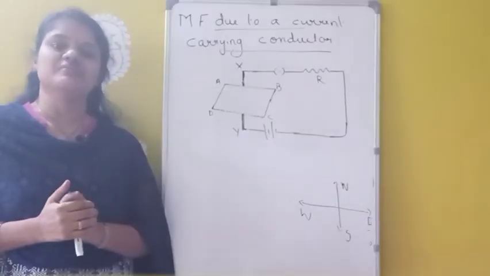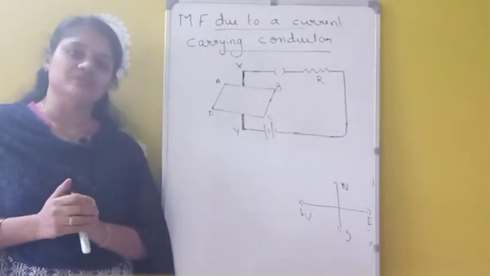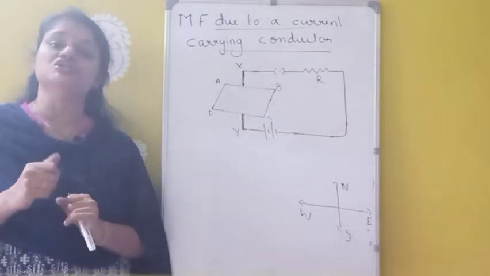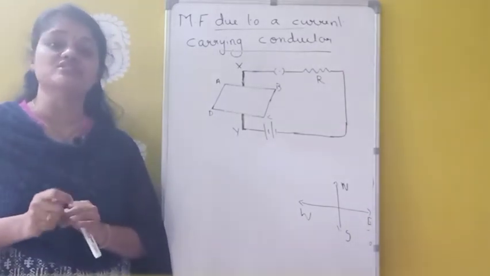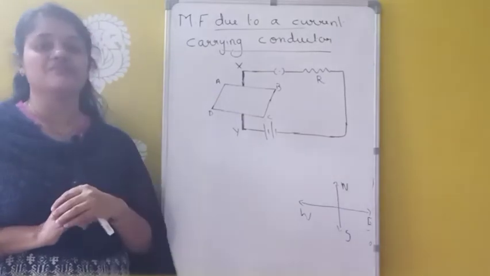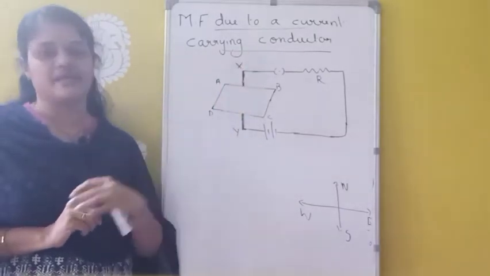Children, today I am dealing with the topics magnetic field due to a straight current carrying conductor, due to a circular loop as well as due to a solenoid.